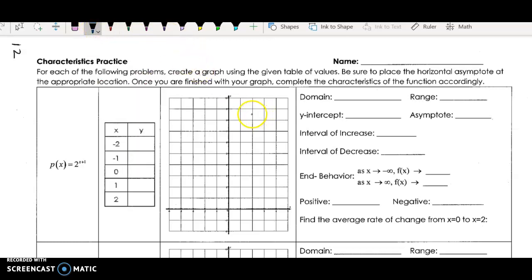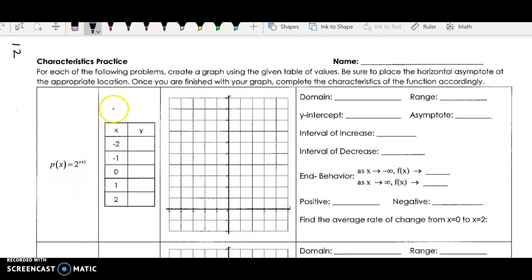Today we're going to be talking about characteristics of exponential functions, practice some graphing, and describing transformations. All of this will help us prepare for our quiz on Friday. The first example we're going to work on is p of x equals 2 to the x plus 1. I'm going to demonstrate graphing this function using the parent function and transformations.